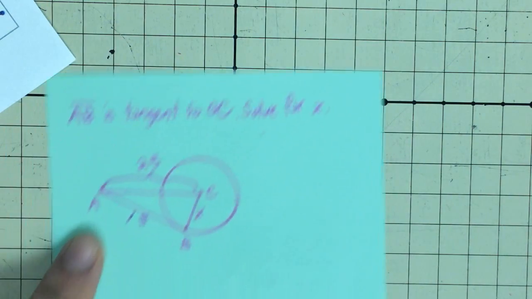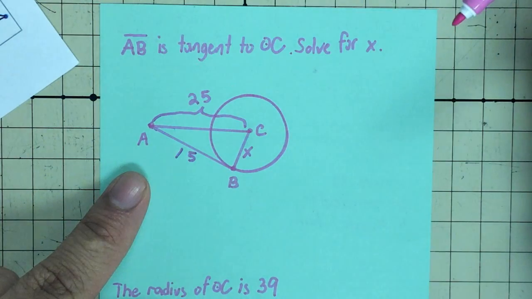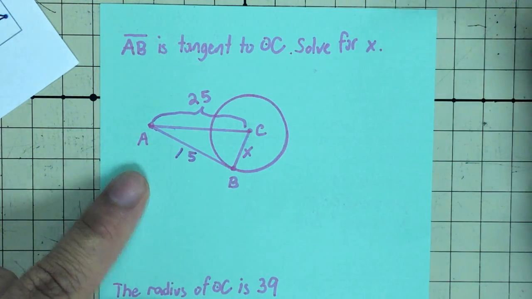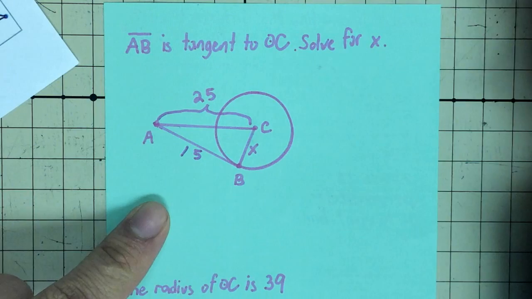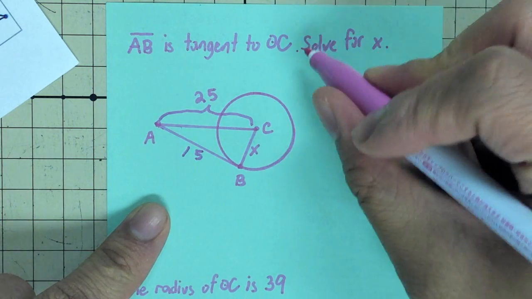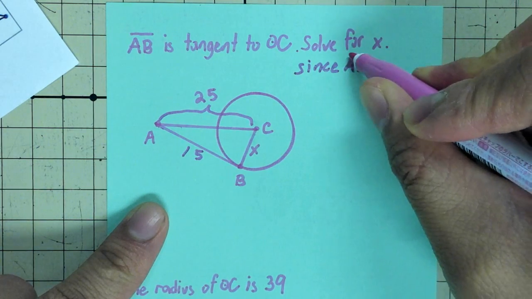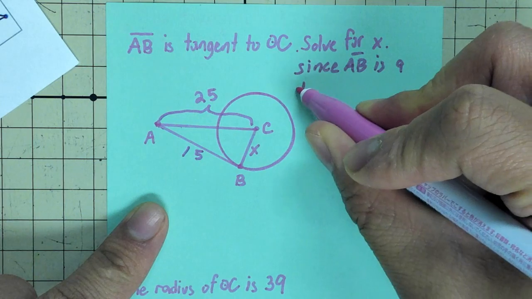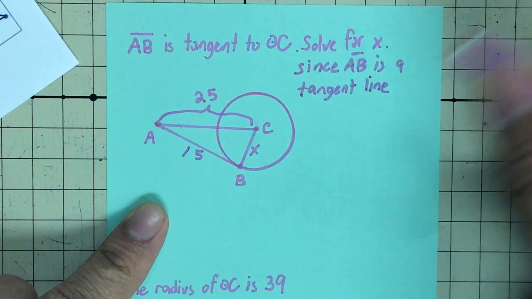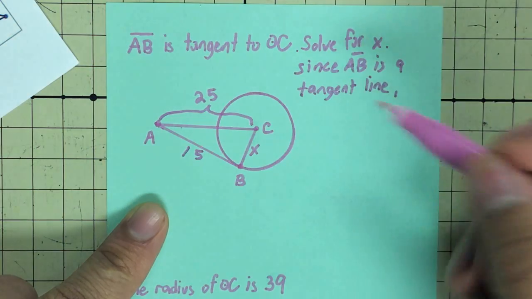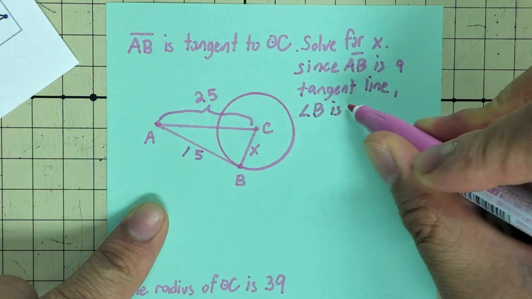So let's look at an example. In this example, segment AB is tangent to circle C. Solve for x, given these numbers. Because it is tangent, since AB is a tangent line, what this means is AB is perpendicular to CB. In other words, angle B is a right angle.